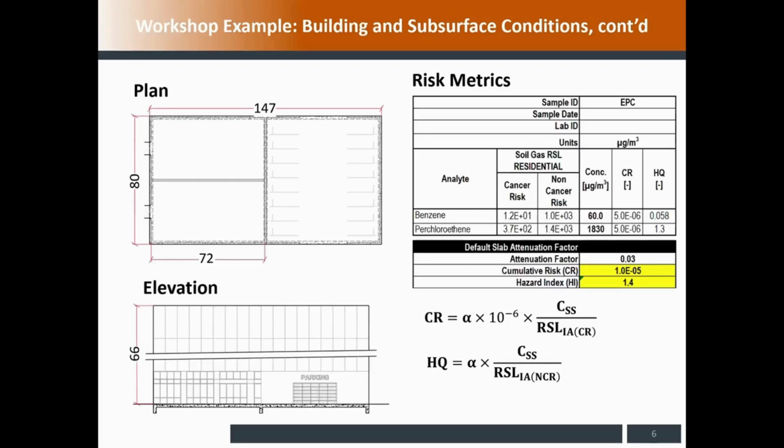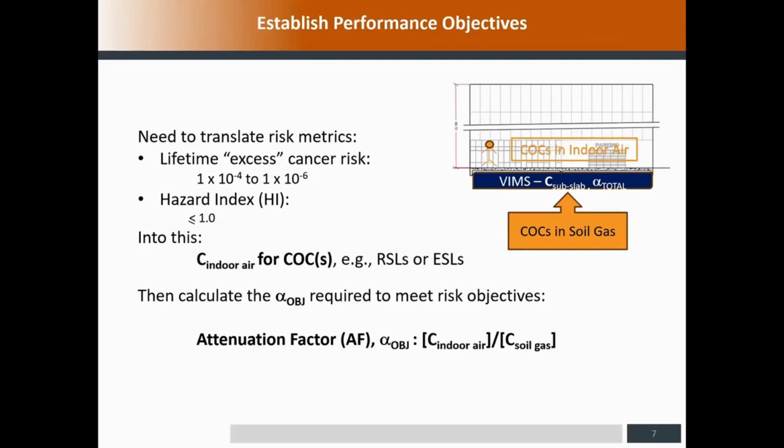height. And then, here's just again a plan elevation for a building, and we calculated the cumulative risk and hazard index for this example. And again, Andy will go into more detail in his segment. And so what we need to do is translate these risk metrics of excess cancer and hazard index into an acceptable indoor air concentration for each of the constituents of concern.